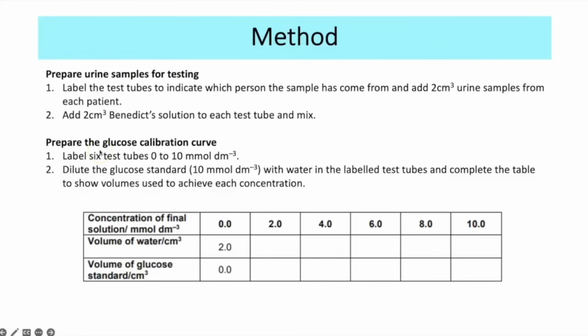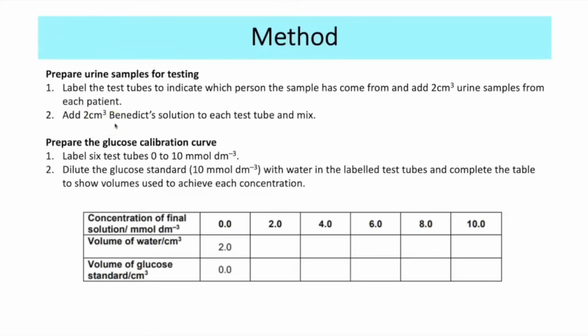So you'd start by labelling your test tubes to indicate which person the sample came from. So you'd have one test tube that said person A, another for person B, another for person C, and you'd add 2 centimetres cubed of their urine sample. You would then also add 2 centimetres cubed of Benedict's solution.